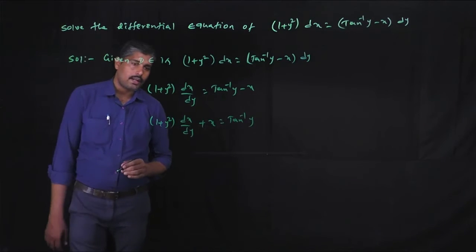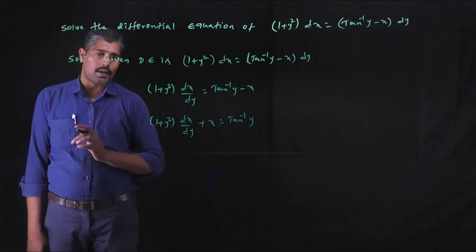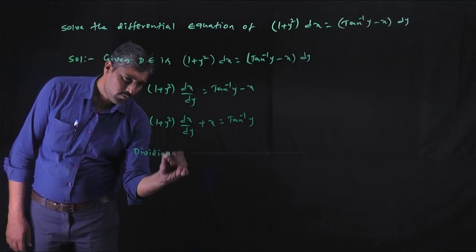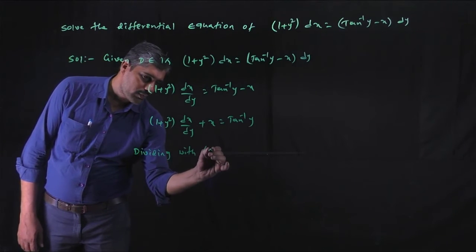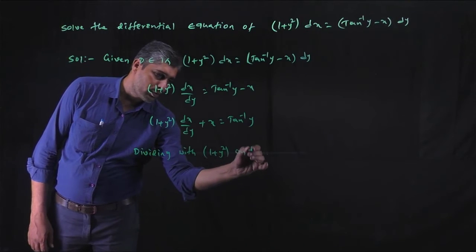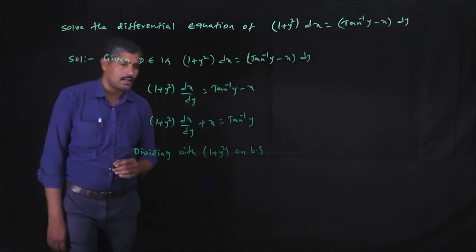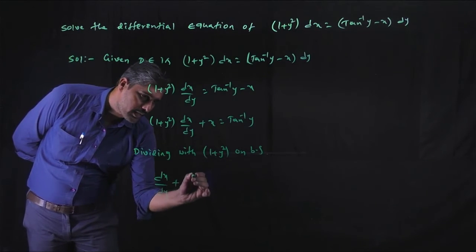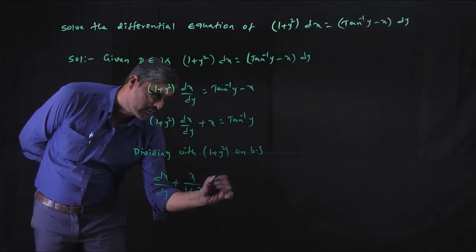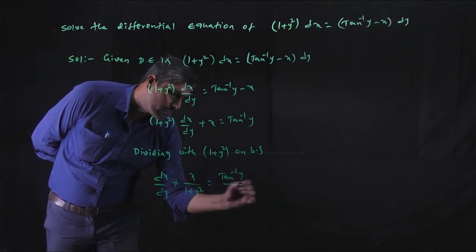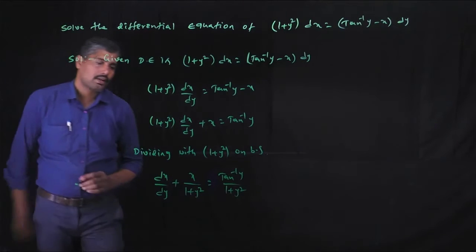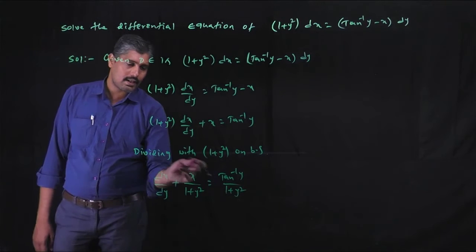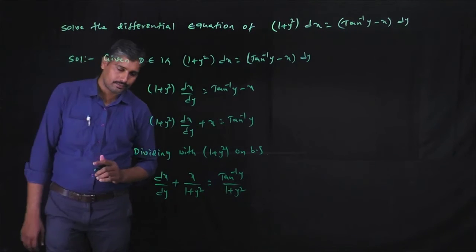Okay. The dx by dy coefficient should be 1. That's why dividing by 1 plus y square on both sides. Then we get dx by dy plus x by 1 plus y square equals tan inverse of y by 1 plus y square. Clearly, this is a linear differential equation in x.